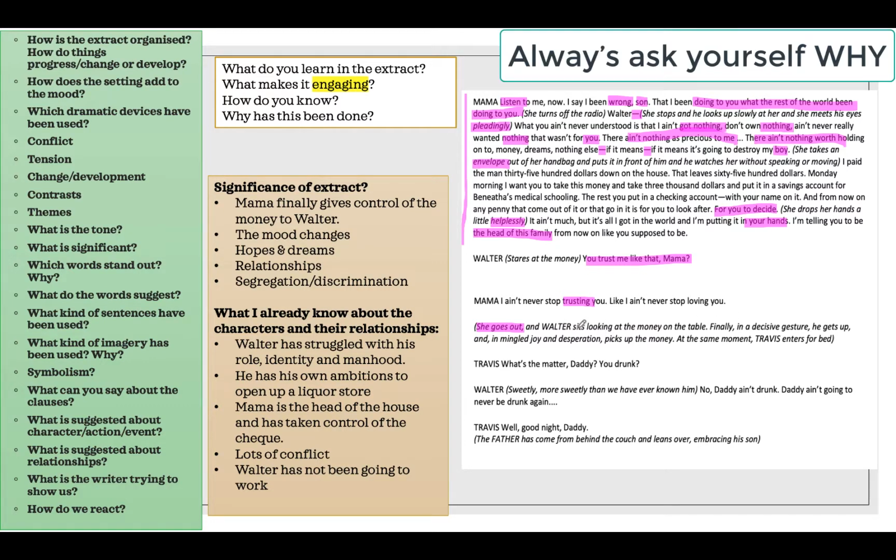Then we have all of these stage directions, so we're just going to look for anything interesting. So, "he sits looking at the money, and then finally, in a decisive gesture, he gets up and in mingled joy and desperation picks up the money." So I'm just going to think about the vocabulary that's used here, the word choice: decisive gesture.